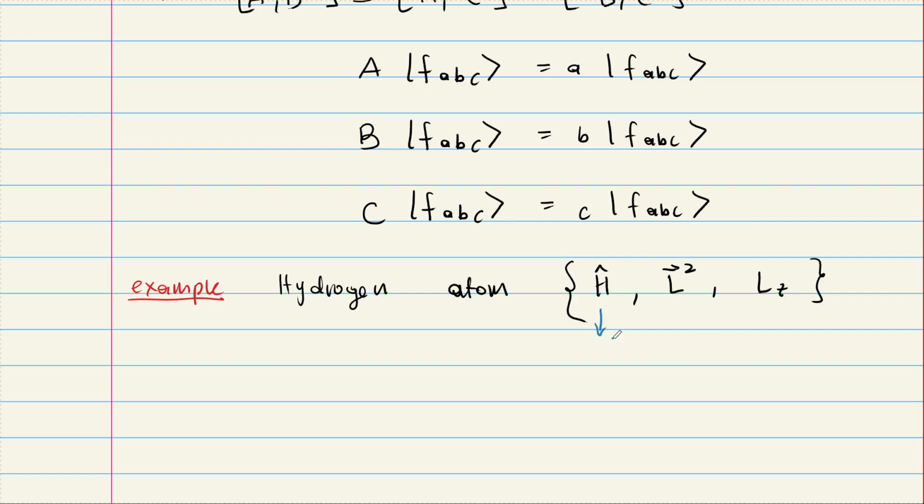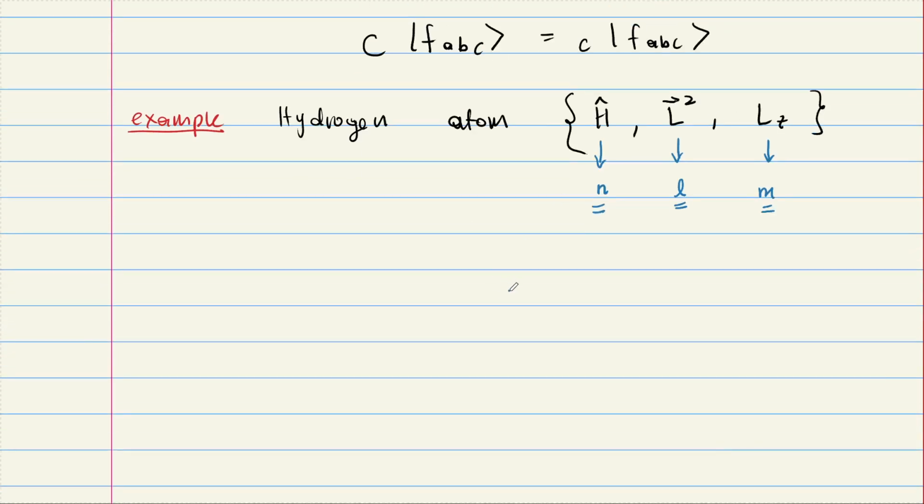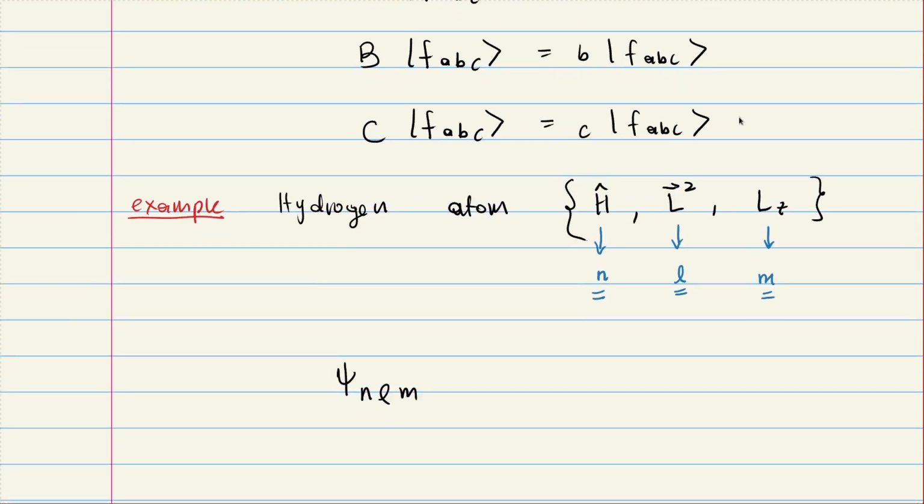And the eigenvalue of H is going to be labeled with N. Eigenvalue of L squared is going to be labeled with cursive L, and this one is going to be M. N is going to be the principal quantum number, L is going to be the angular momentum number, and M is going to be the so-called magnetic quantum number. Therefore, for this set, you are going to be able to write immediately an eigenstate like this. And this eigenstate is going to be an eigenstate of H, L squared, and LZ. Okay, and this will come from this proof.